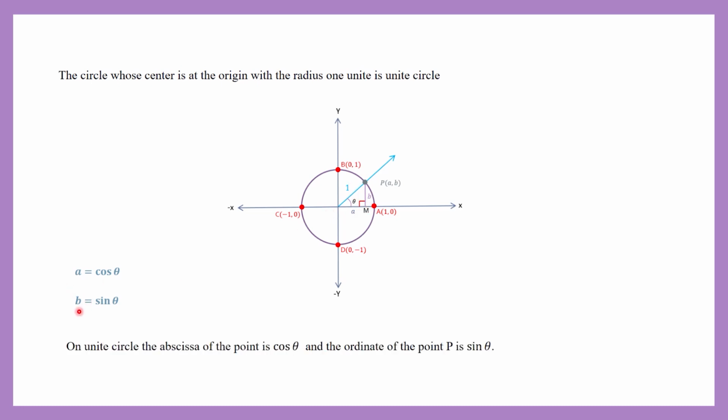So we can say on a unit circle, the abscissa of the point P is cosine of theta, and the ordinate of the point P is sine of theta. And also we should say that point P is the intersection point of the terminal side of an angle with the unit circle or trigonometric circle.